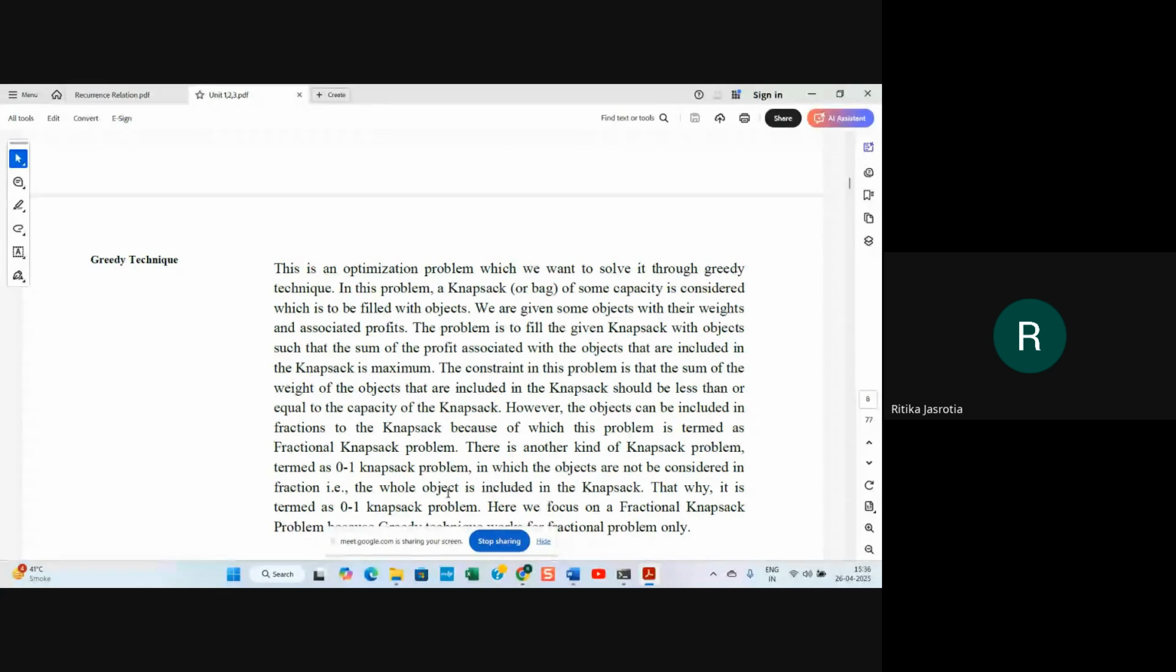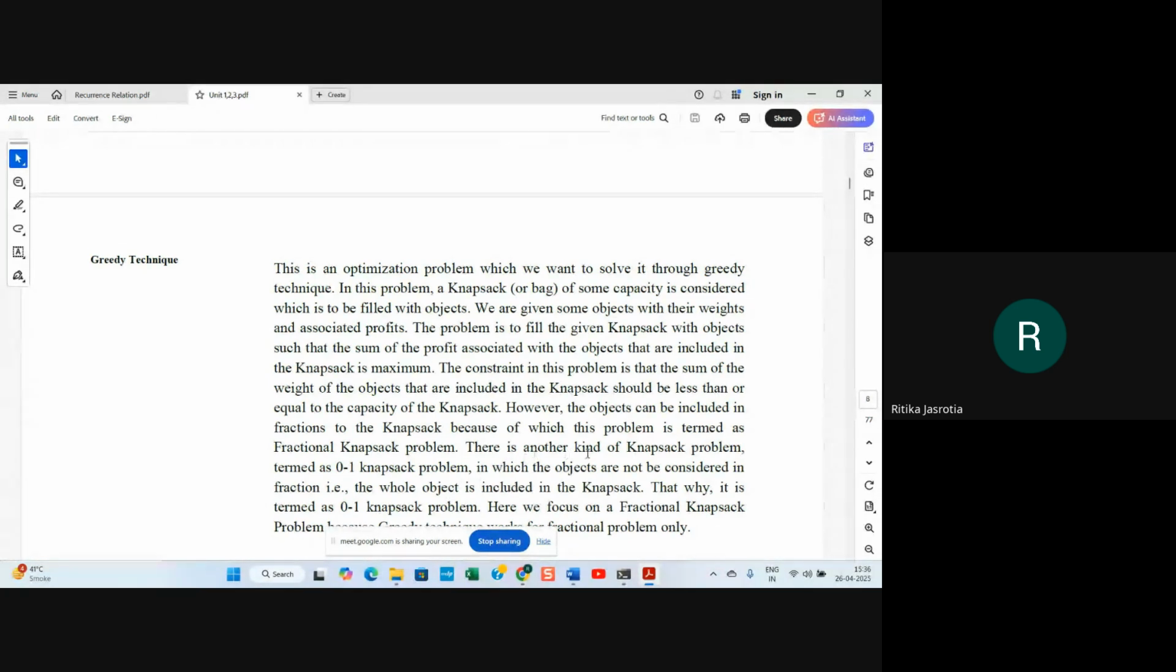The bag has some capacity, and those items should be put in the bag so that maximum items can be put. But you should keep in mind the capacity of the bag, and according to that, you should keep the items.